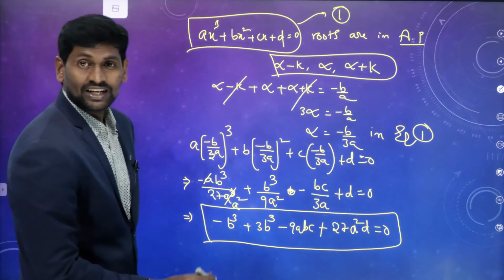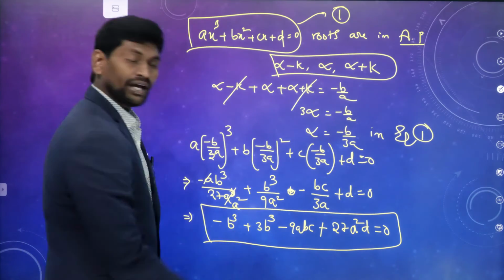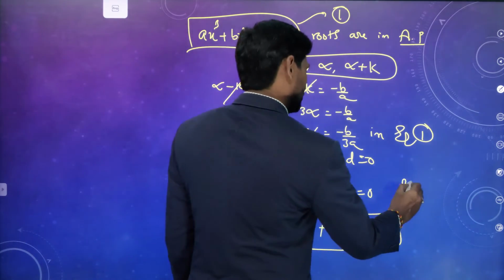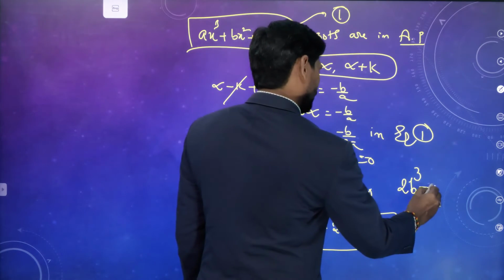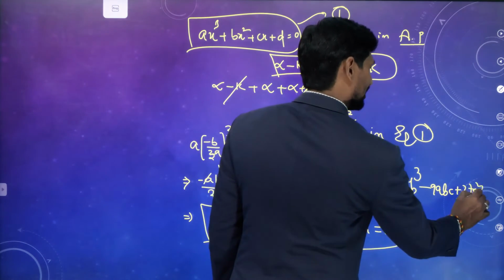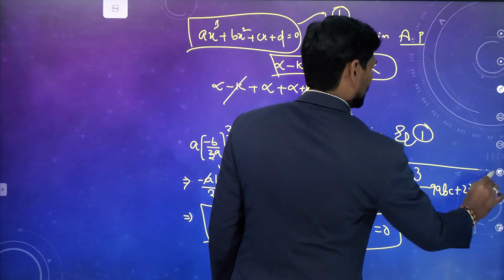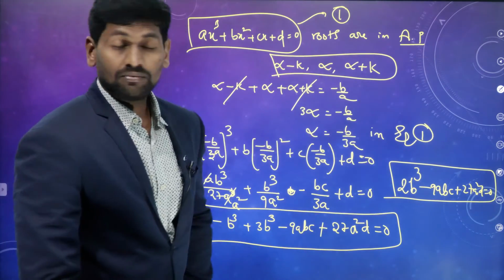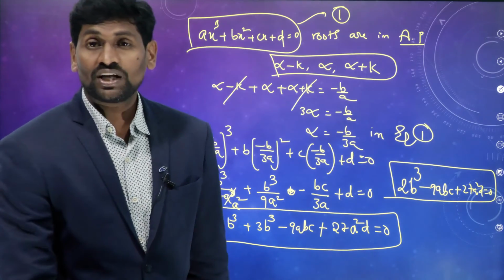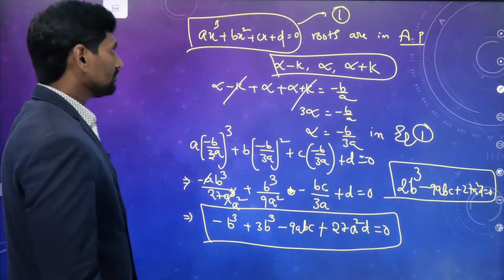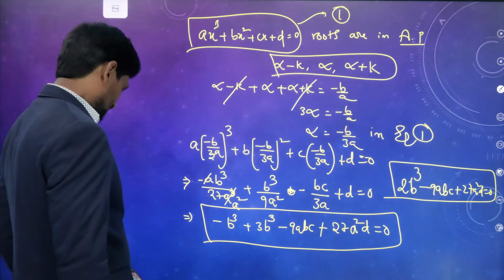Here there are two like terms, minus b cube plus 3b cube, that is 3 minus 1, 2. So the condition is 2b cube minus 9abc plus 27a square d equals 0. This is the condition of a cubic polynomial when the roots are in arithmetic progression. Okay, let us go to the next concept.